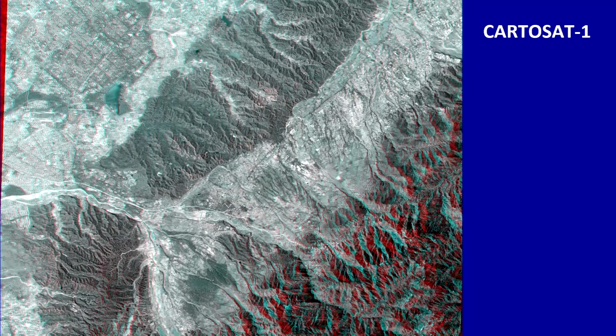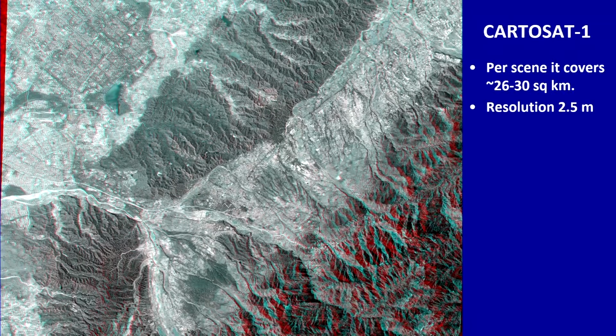So, the previous one was Corona, and this is Cartosat-1. You can buy this from NRSC Hyderabad. Per scene it varies, with forward and aft images. The area covered in one scene is around 26 to 30 square kilometers. Resolution is around 2.5 meters. It comes with stereo vision capability, and the photographs available are ortho-rectified. So, these are all the advantages we have with the Cartosat data.